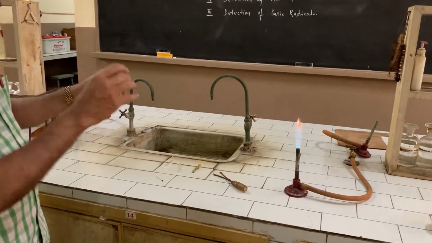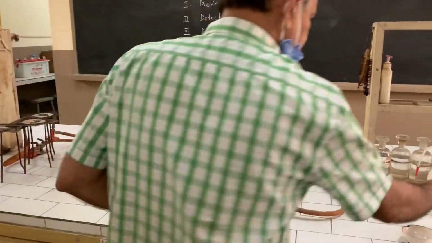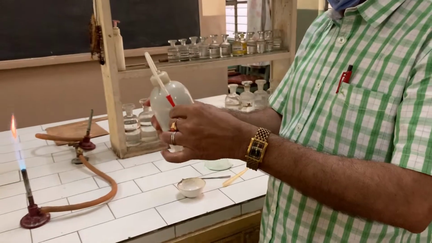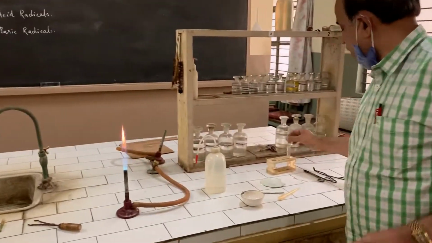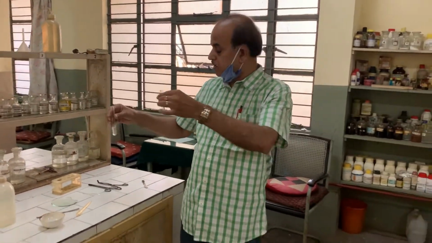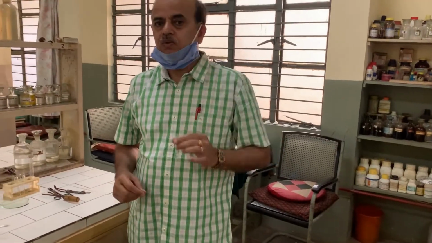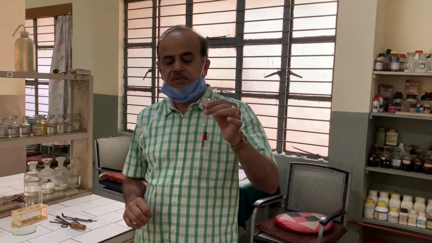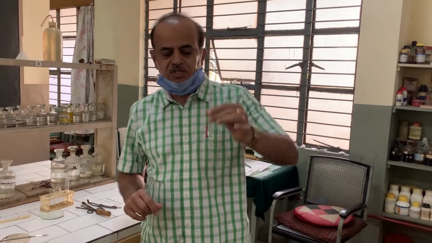Now we are going to the third group, and for that I am cleaning the test tube. I am washing it with water, rinsing it with distilled water, and then I will take a small quantity of the salt solution, that is the original solution which I have prepared. So now we have completed the first and second groups of basic radicals. We will start with the third group.